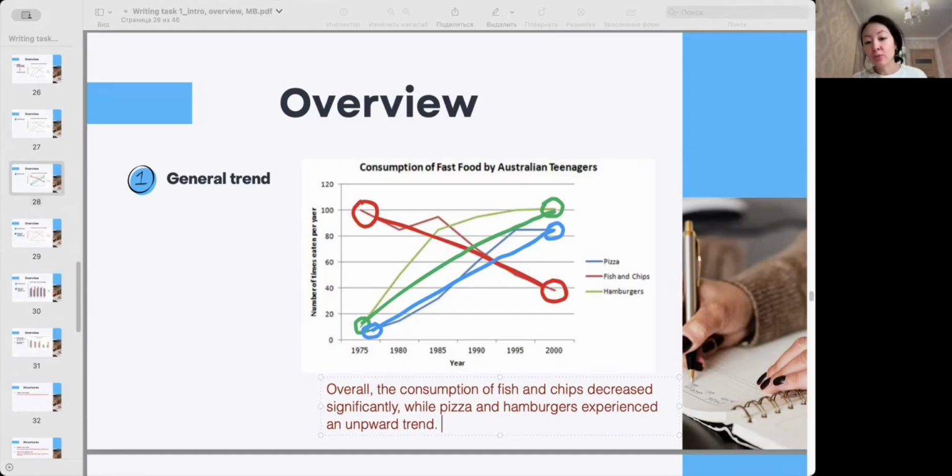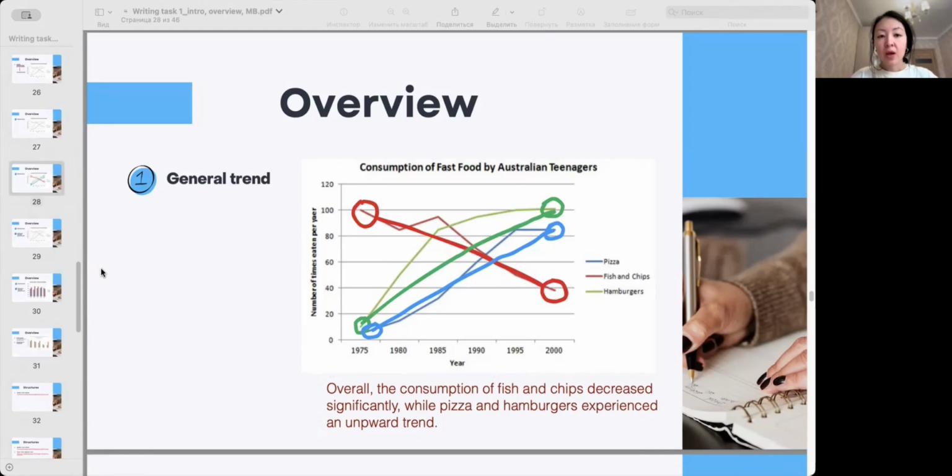It's a very important moment in the overview as well as in main bodies. Actually, we are going to talk about this in detail in the next lesson. I mean, grouping, right? It's very important to group the information because there is no point to write separately about pizza and hamburgers because they have the same trend, a similar trend, right? So you can combine them in one sentence: while pizza and hamburgers experience an upward trend. So this is our first sentence. I guess everything is clear.